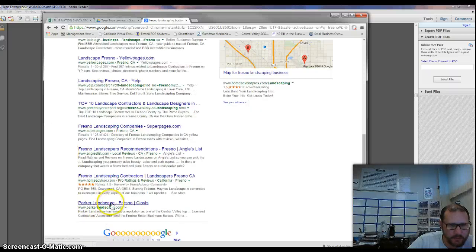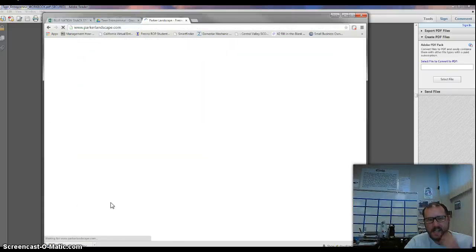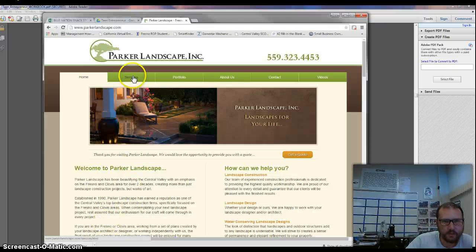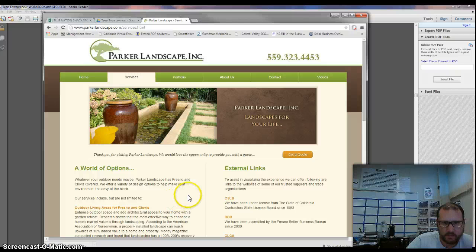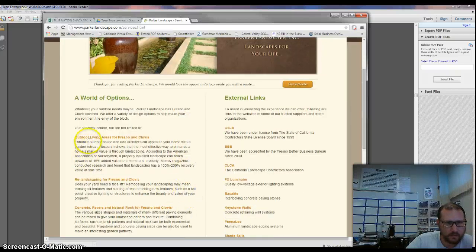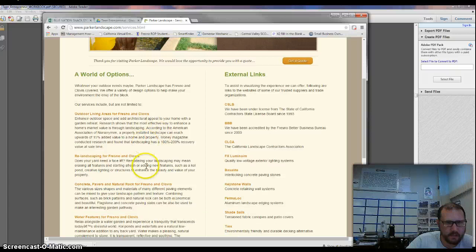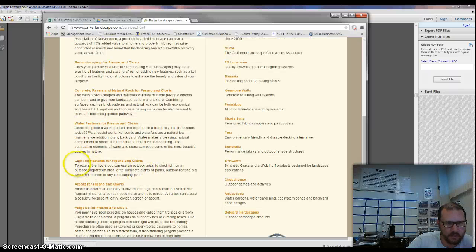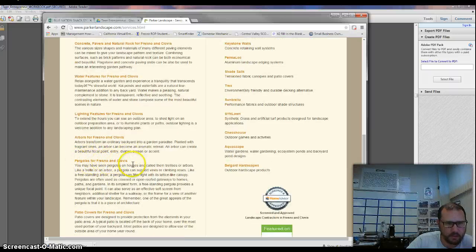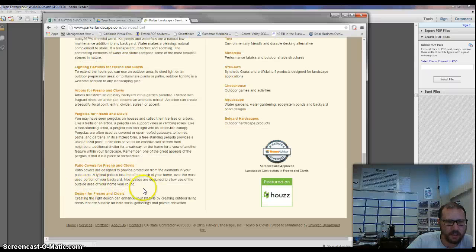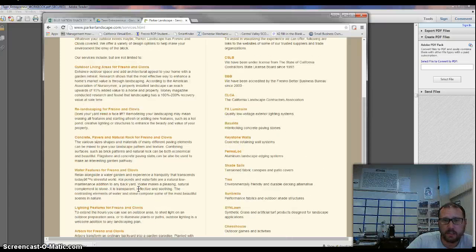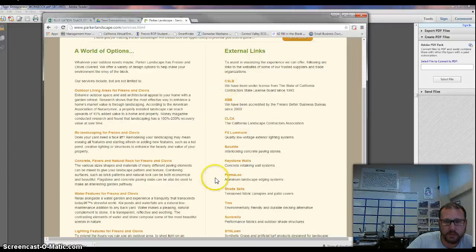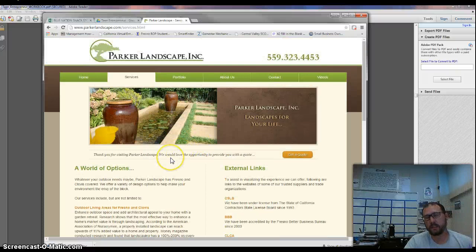Here we go, Parker Landscape. Let's see what they got here. Here we go, services. Perfect. What do these people do? They do outdoor living spaces. They re-landscape. They do concrete pavers and natural rock. They do water features. They do lighting features. They do arbors. They do pergolas. They do patio covers. They do designing for full-level businesses and homes. They even have some external links over here for some of the places that they're partnered with. So right now you're looking at some competition that's right here in Fresno.